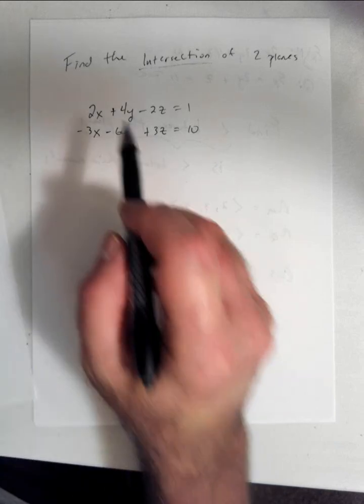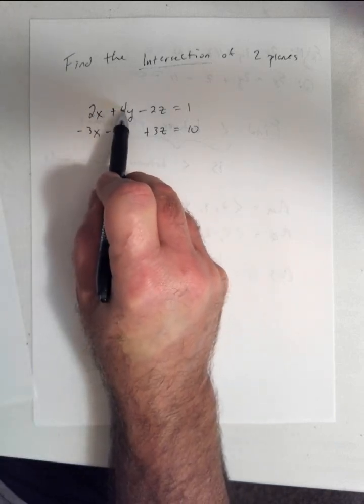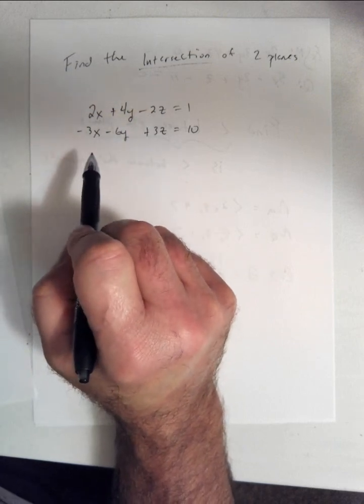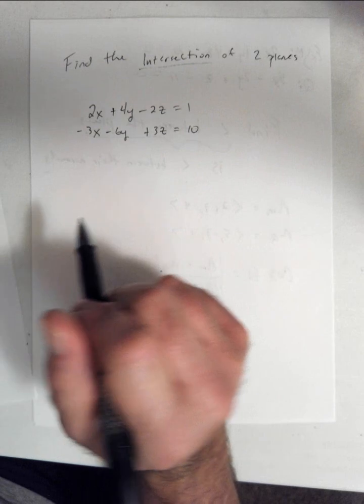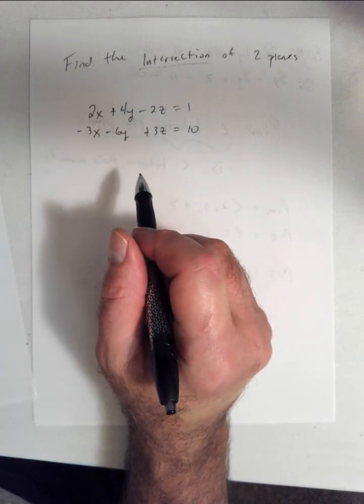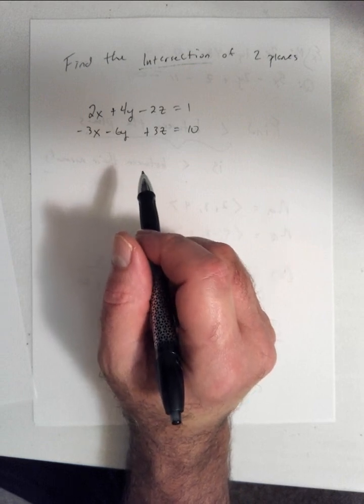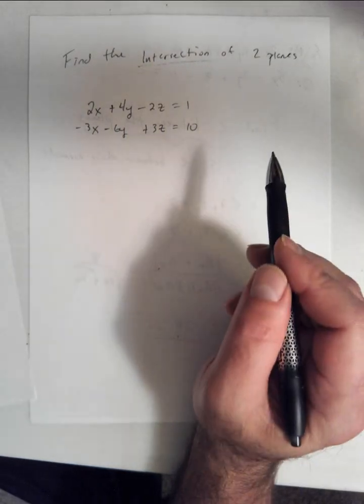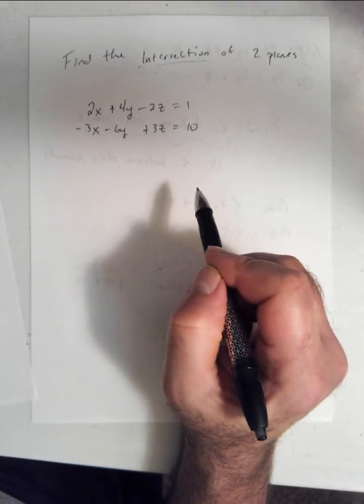And one thing I will tell you is that if we were to take the normal vectors of these two planes and cross them, we would find that the cross product, which is a vector, is going to be parallel to the line of intersection. You read that in your notes. If you were to take those two normal vectors and cross them with each other, that line of intersection that you're going to find is going to be parallel to that cross product.